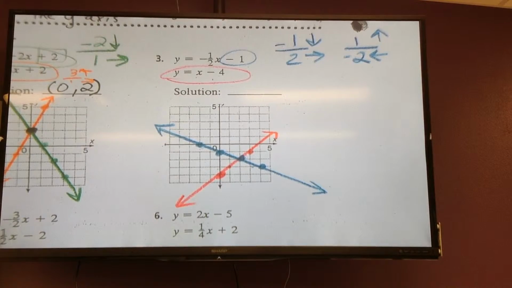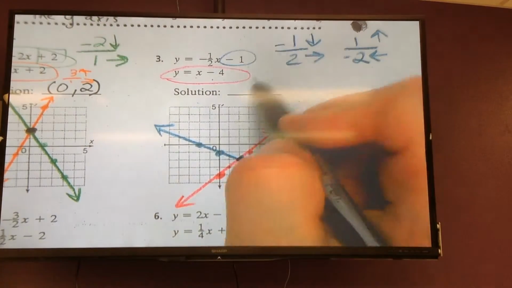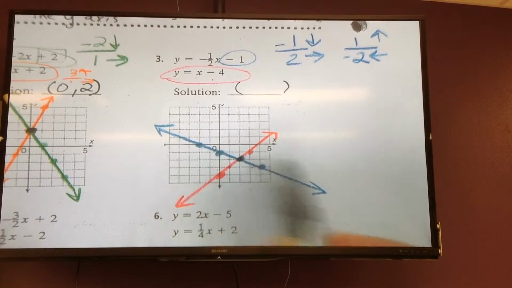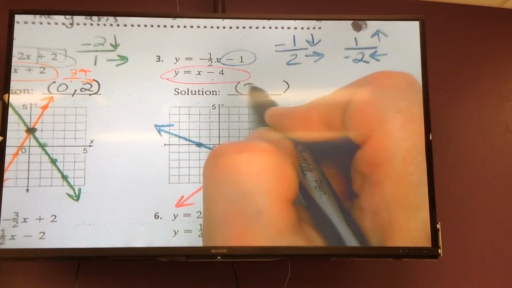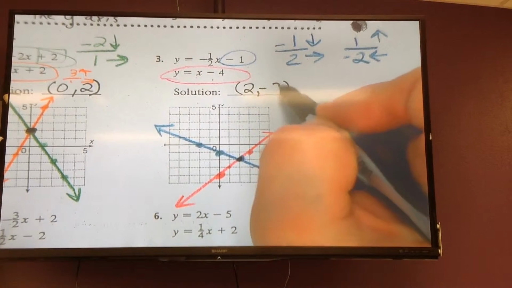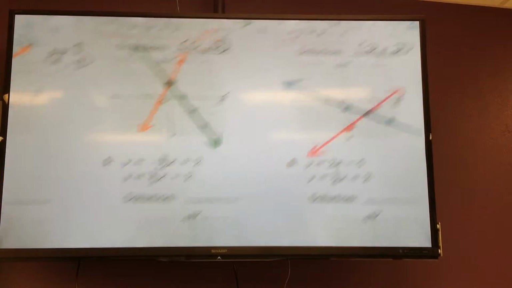And then the solution is where they intersect right here. And if I graph that correctly, my x is my first movement, and I have to go over 1, 2, going to the right 2, so it's a positive 2. And then I have to go down 2. Since I'm going down, I have to show that with the negative 2. So my solution is 2, negative 2. Going to number 4.